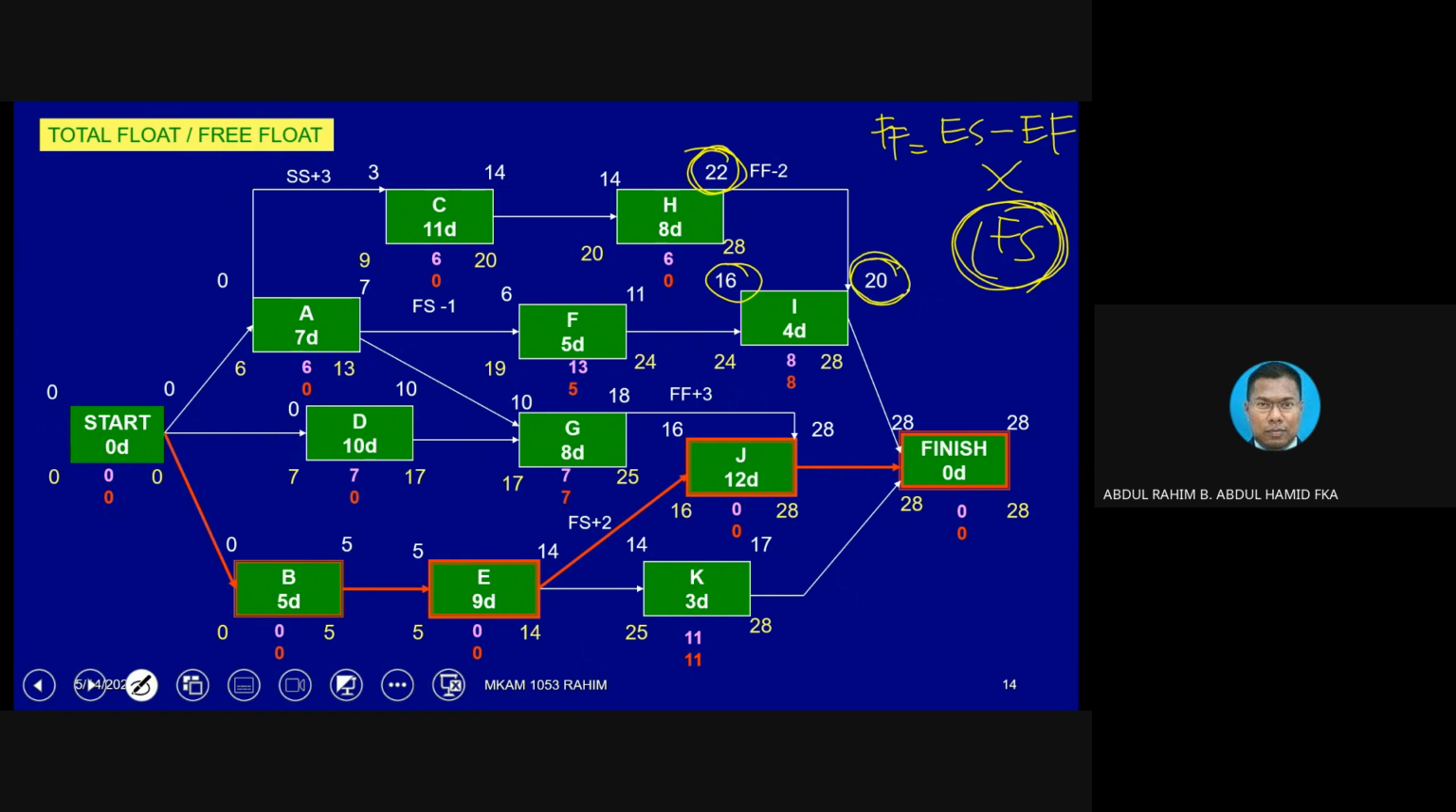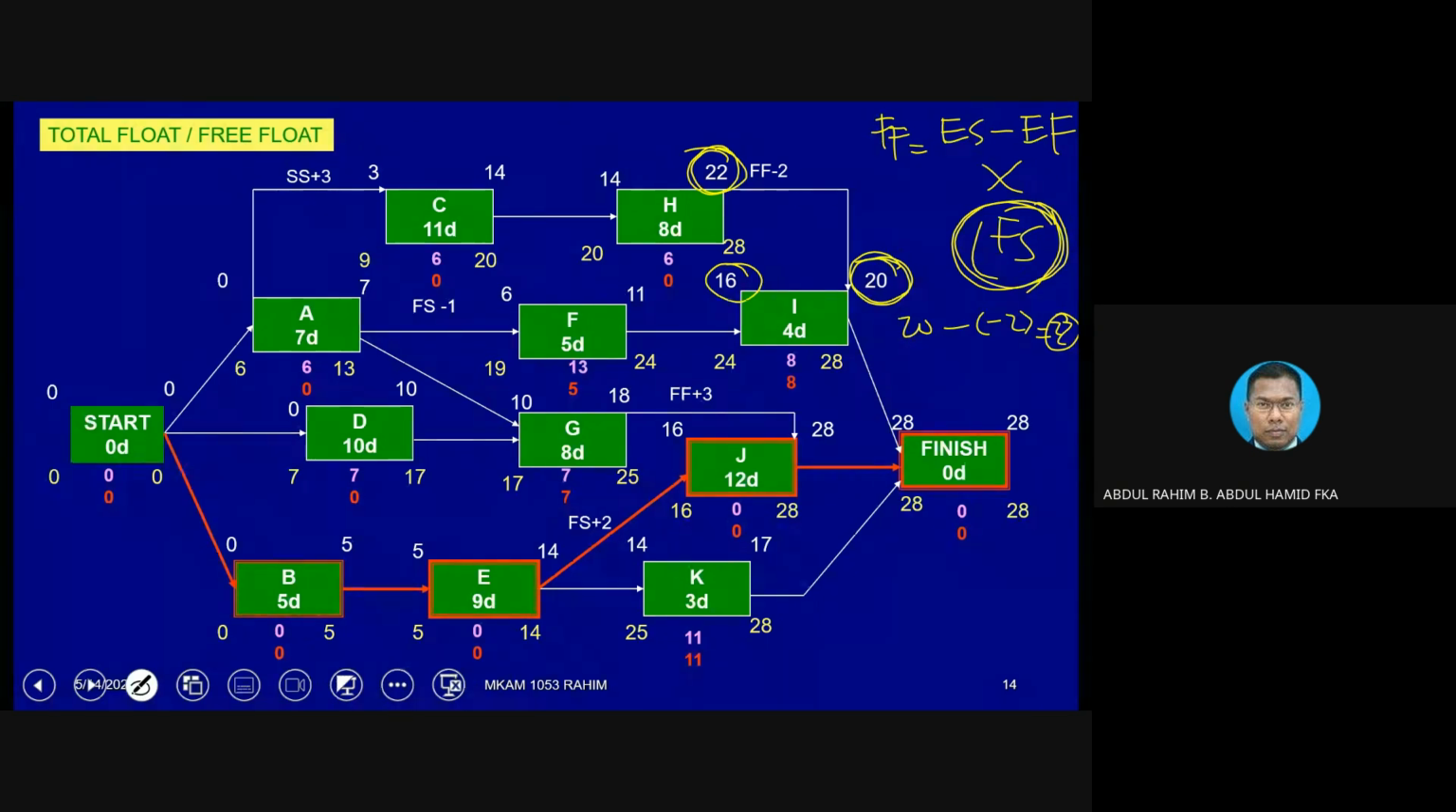Okay, now 20. If we use the same concept, 20, you need to go back to the relationship, go back to the arrow, 20 minus 2, which is equivalent to 22. Now you have the 22, you need to minus with the 22.